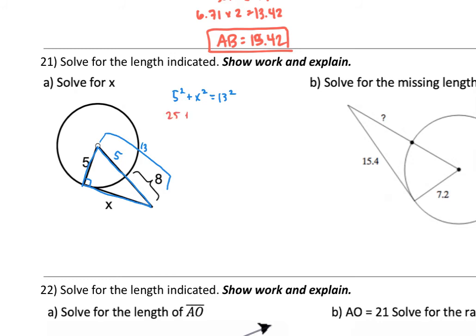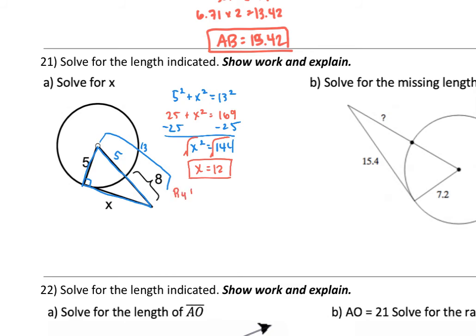So 25 plus x squared equals 169. Subtract 25. It's 144. And then take the square root. So x equals 12. So I'm going to go ahead and explain this one.